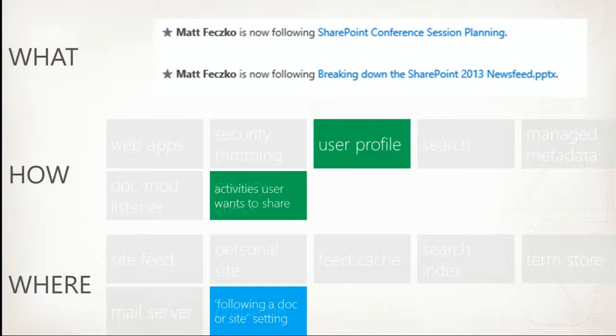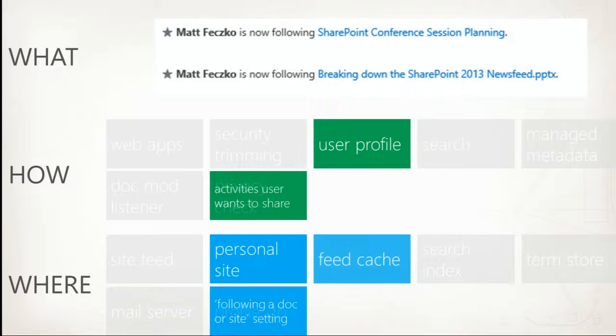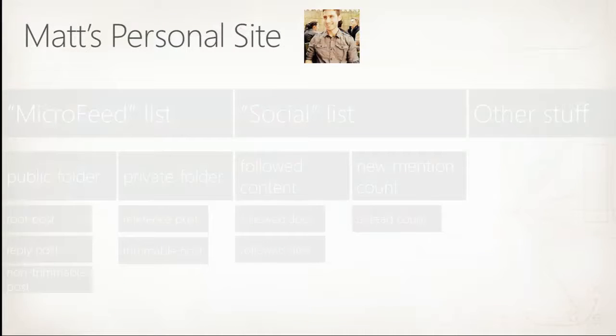Once that is checked and once that goes through, we then write those posts to two places, as we've already mentioned a number of times. We write it to the feed cache. That's where that now following post lives. That's why when I clicked, it showed up so quickly. And we also do a few things to the personal site. So let me delve a bit deeper here so you can see what we do.